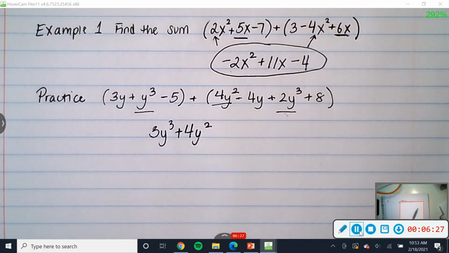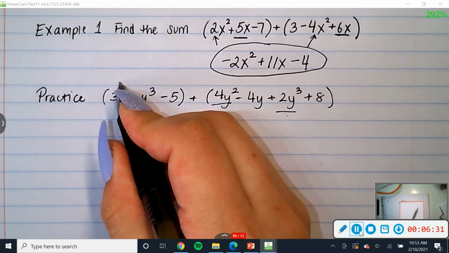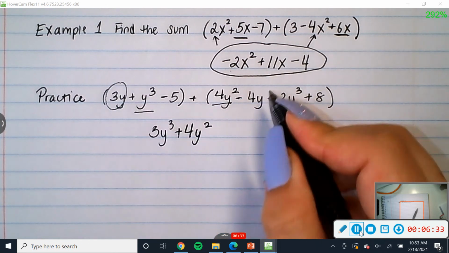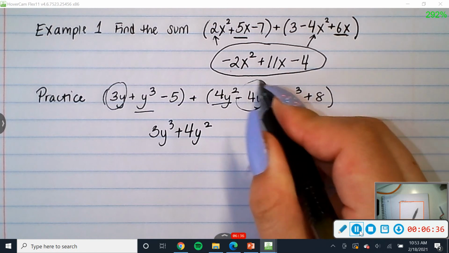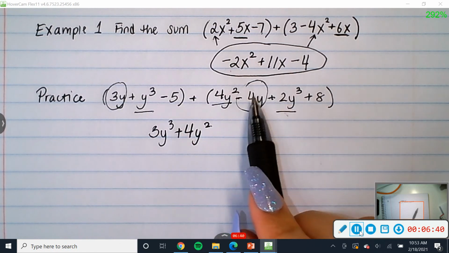There's nothing I can add it to. So that's just going to be left alone. Next, I'm going to look at the regular y variable. So I have one right here, and I also have one right here. So 3y plus negative 4y.